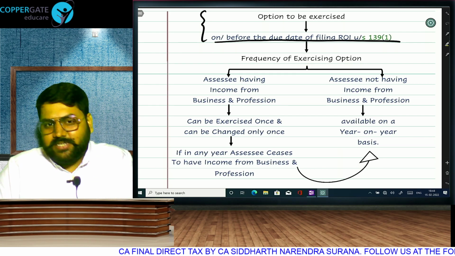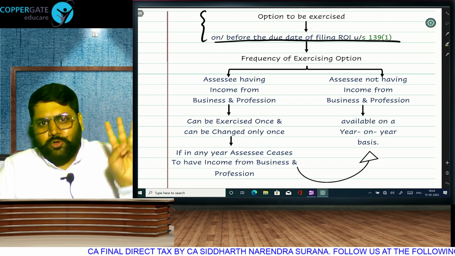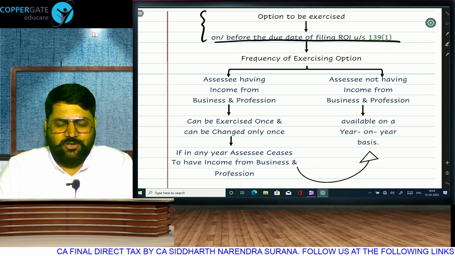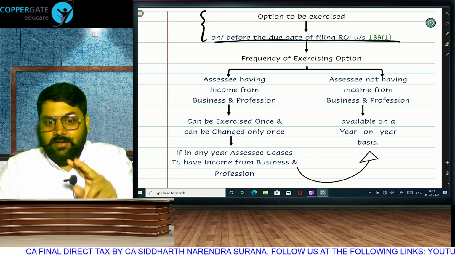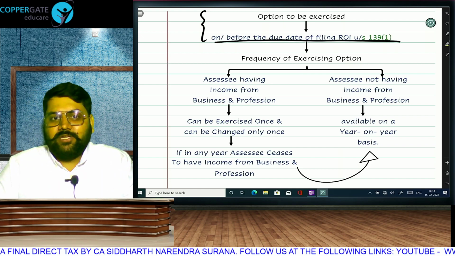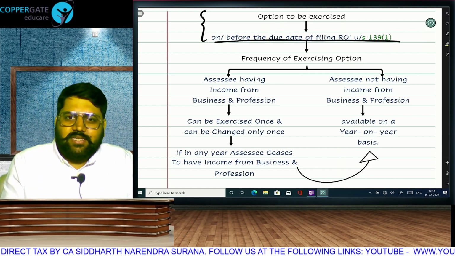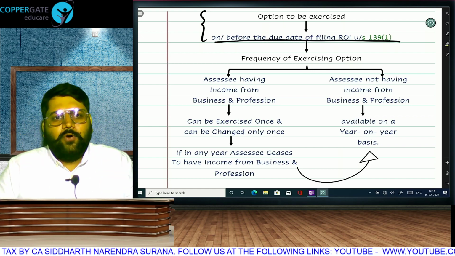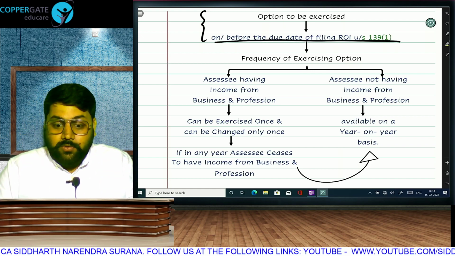First difference. This section covers resident, non-resident both. Those 3 sections cover only domestic companies or resident cooperative society. Second, in this section you can change your option. Those 3 sections they say option once taken cannot change, will apply for forever in future. But here you can change.